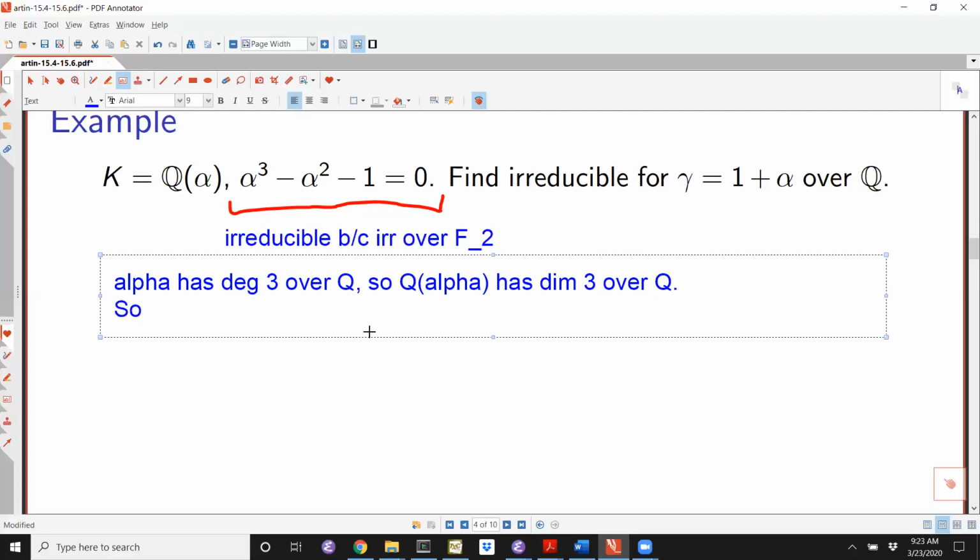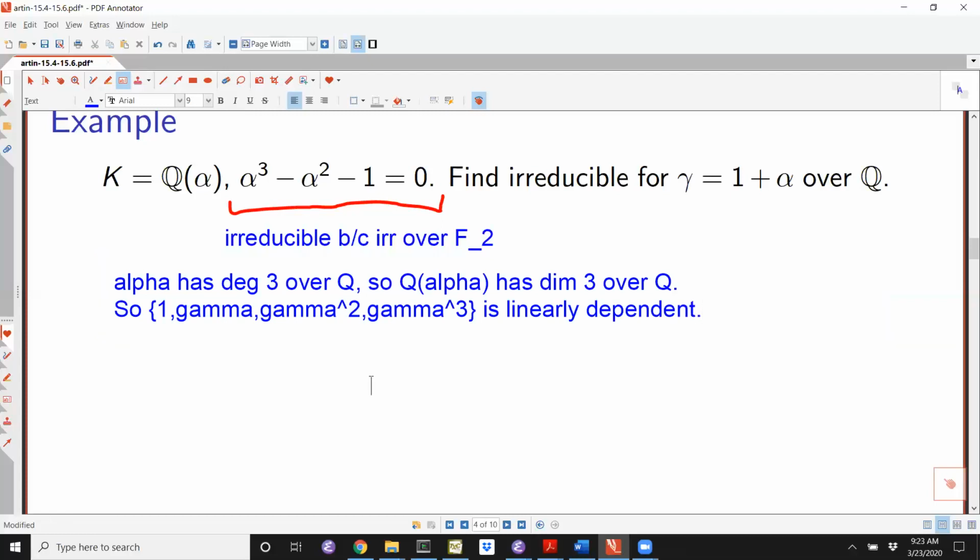So you can't. If we look at 1, gamma, the set containing 1, gamma squared and gamma cubed, that is linearly dependent, and so at least at that point we'll get something. We'll get an irreducible polynomial for gamma, and in fact, well, let's see how that goes.